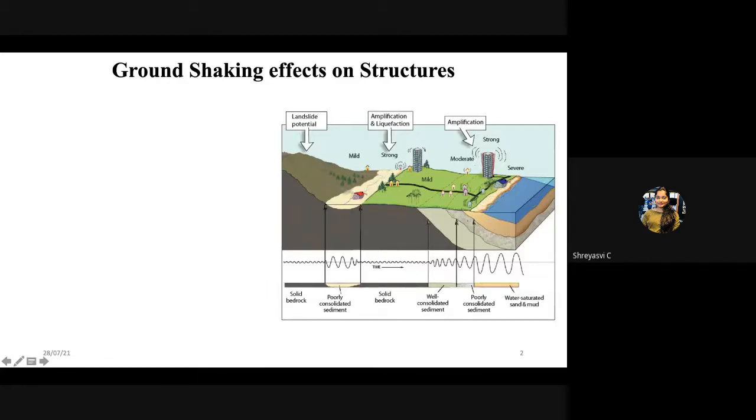On the other end, if we have water-saturated sand or mud, then there is always a chance of liquefaction, and you can see the presence of sand boils. Probably in one of the earlier lectures given by my PhD supervisor, Professor Katta Venkataramana, you could have seen the cases of liquefaction and also landslides.